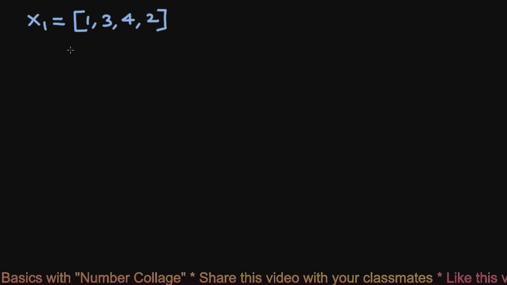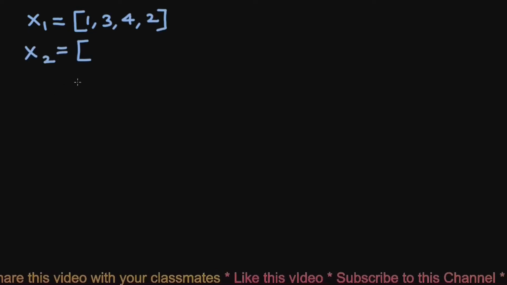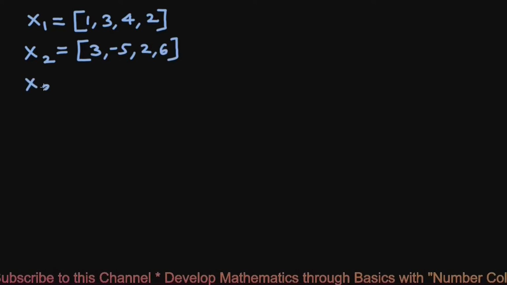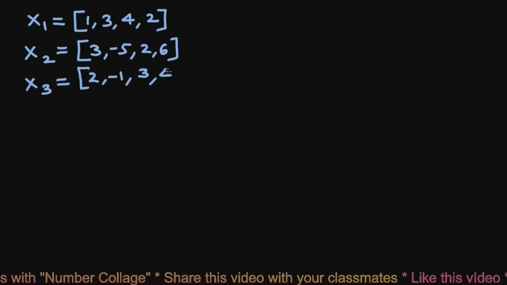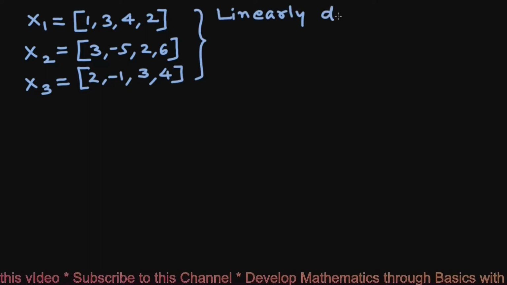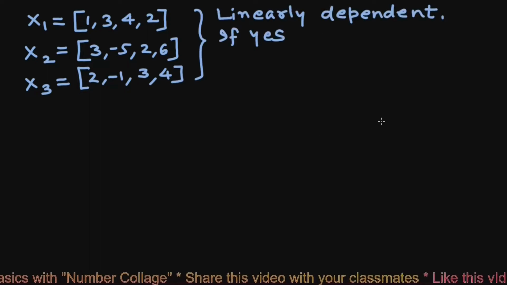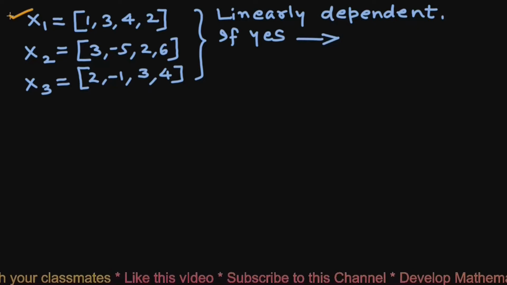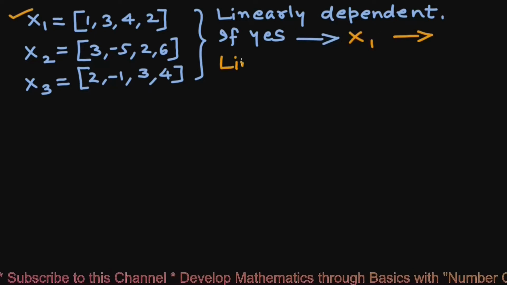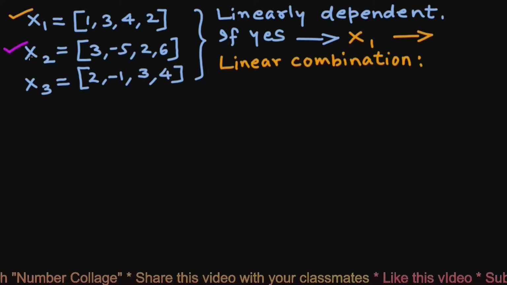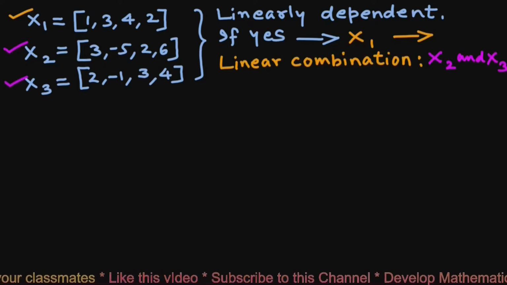To understand linear dependence of given vectors and their linear combination, let us solve one example. We have to check whether the vectors x1 equals 1, 3, 4, 2, x2 equals 3, minus 5, 2, 6, x3 equals 2, minus 1, 3, 4 are linearly dependent, and if yes, then we have to express vector x1 as a linear combination of vectors x2 and x3. Let us see how we can do that.